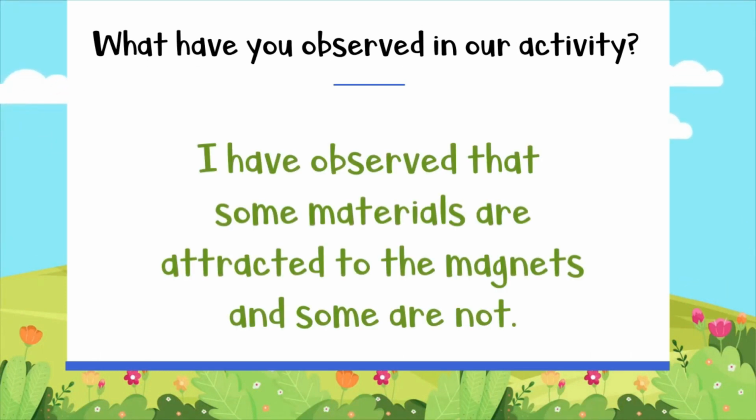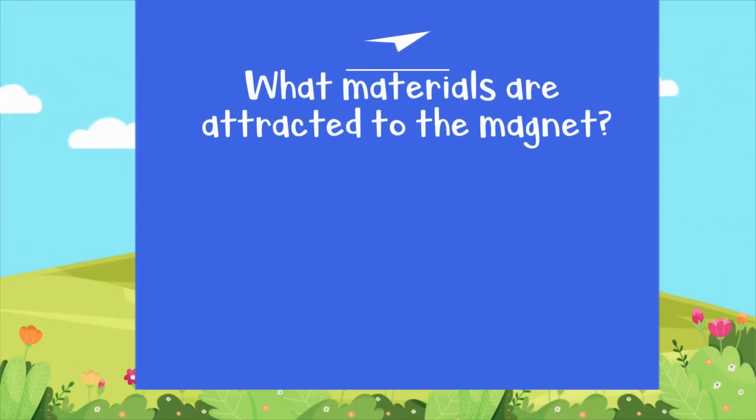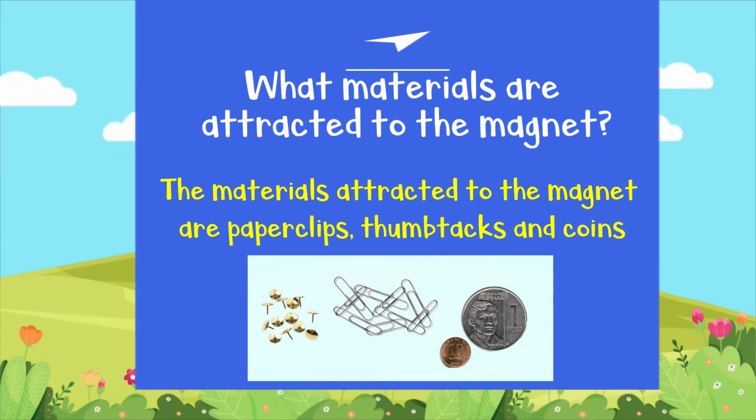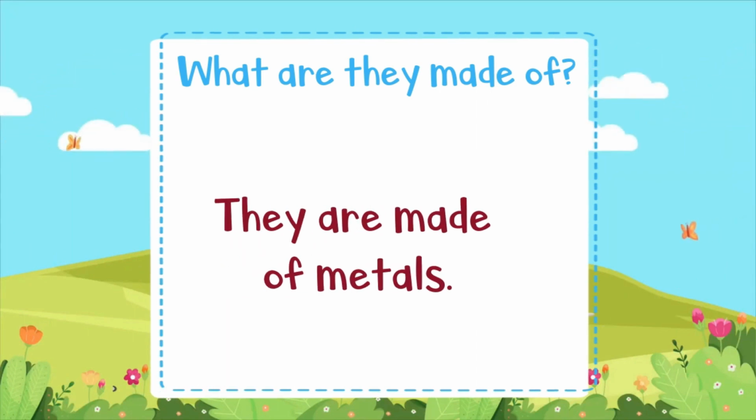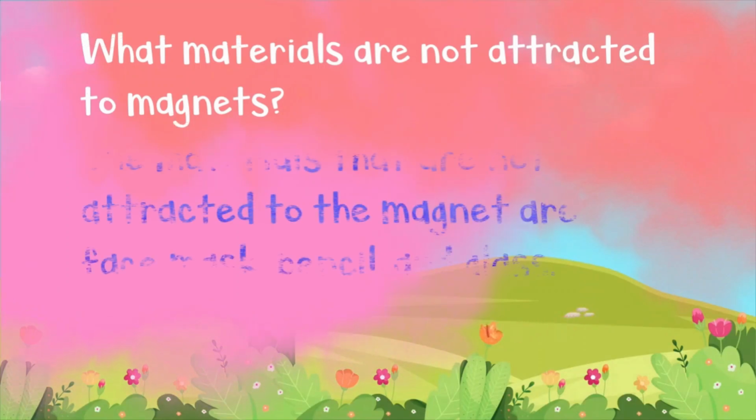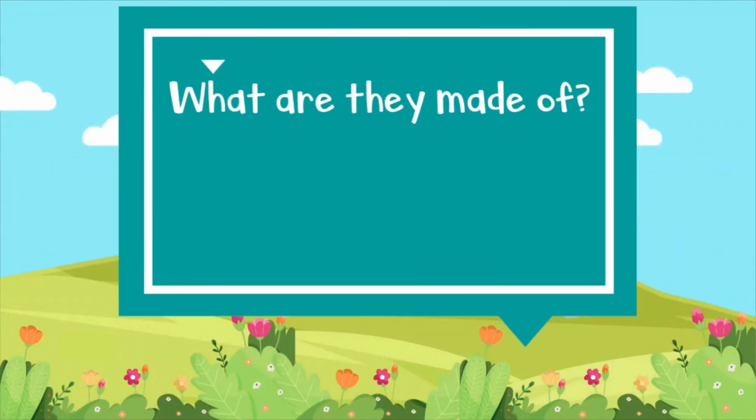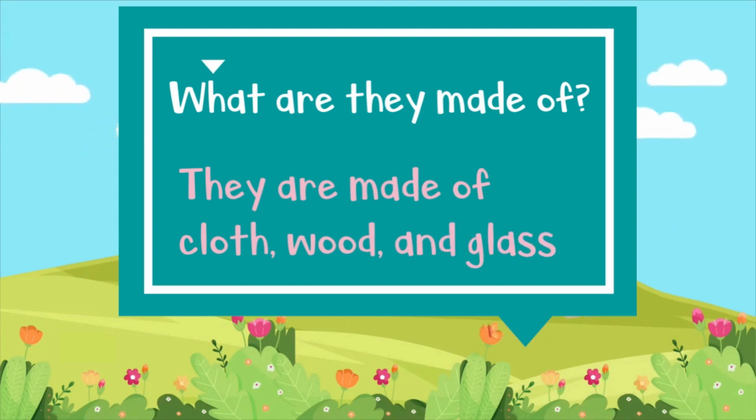What have you observed in our short activity? We have observed that some materials are attracted to the magnet and some are not. What materials are attracted to the magnet? The materials attracted to the magnet are paper clips, thumbtacks, and coins. What are they made of? They are made of metals. What materials are not attracted to the magnet? The materials not attracted to the magnet are face mask, pencil, and glass. What are they made of? They are made of cloth, wood, and glass.